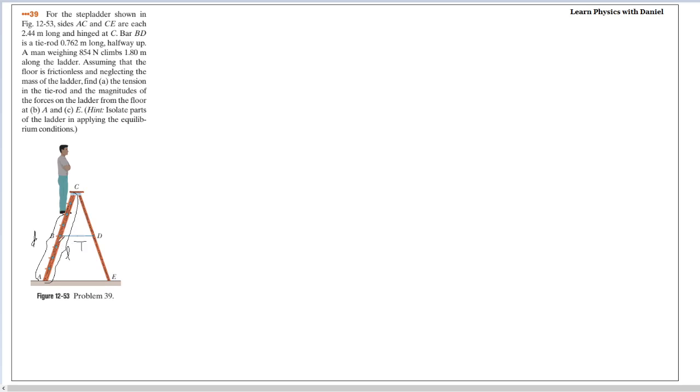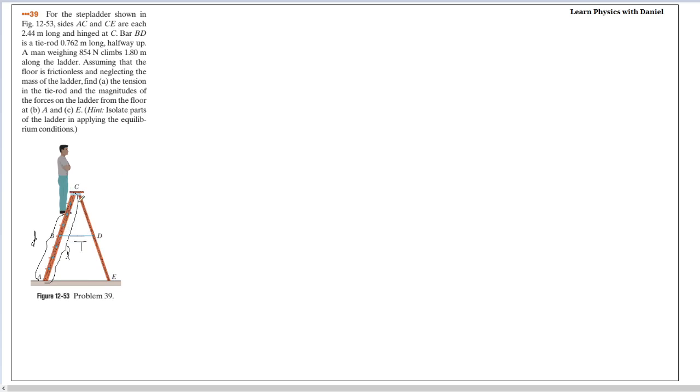And there is a tension T. There's also hinge forces up here. And there are normal forces from the ground that point upwards that support the ladder. And we want the tension and the normal forces. So, as always with static equilibriums, let's draw free body diagrams.